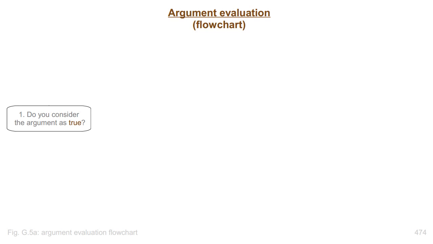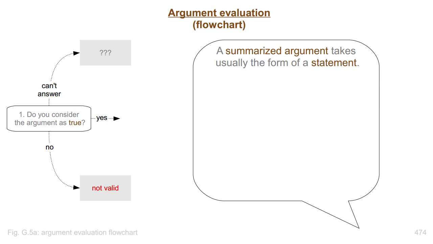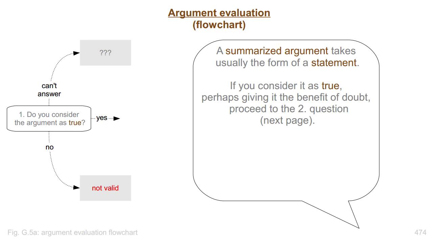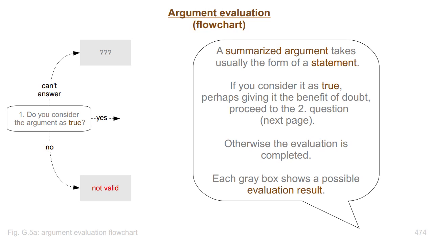Question 1. Do you consider the argument as true? A summarized argument takes usually the form of a statement. If you consider it as true, perhaps giving it the benefit of doubt, proceed to the second question on the next page. Otherwise, the evaluation is completed. Each grey box shows a possible evaluation result.